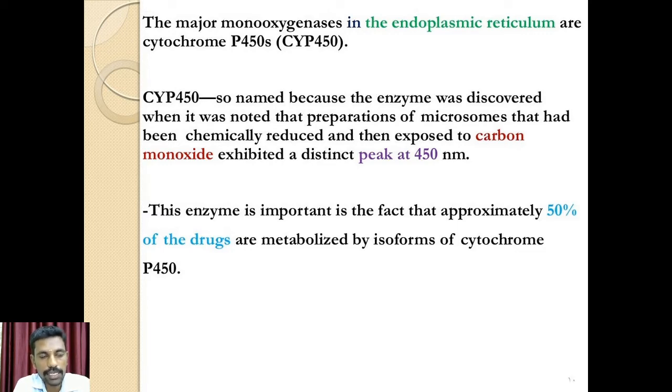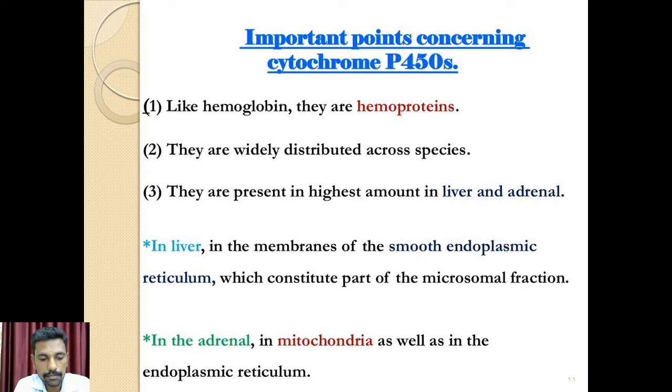Among the reasons these enzymes are important is the fact that approximately 50% of the common drugs ingested by humans are metabolized by isoforms of cytochrome P450. These enzymes also act on various carcinogens and pollutants as well. The major cytochrome P450s in drug metabolism are members of the CYP1, CYP2 and CYP3 gene families.